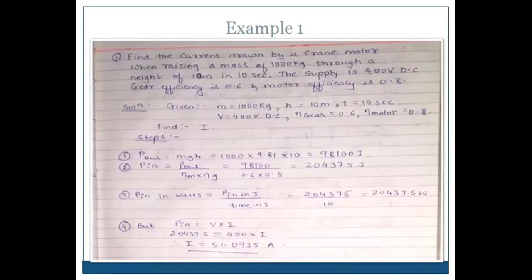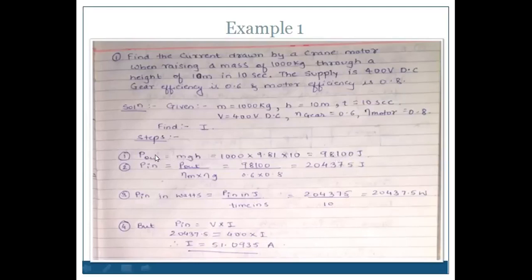This is the question. As I told you, most of the time they give us data about the output: how much is the mass of the water, and by how much height you have to raise it. And efficiency data is given. Here you can see mass given is 1000 kg, height is 10 meters, time is 10 seconds, voltage is 400 volts DC, and efficiency of gear and efficiency of motor have been given. Very first step, we calculate P out, that is equal to mgh, that is potential energy, so it will be in joules. I put m, g and h: 1000, 9.81 into 10, so we get 98100 joules.